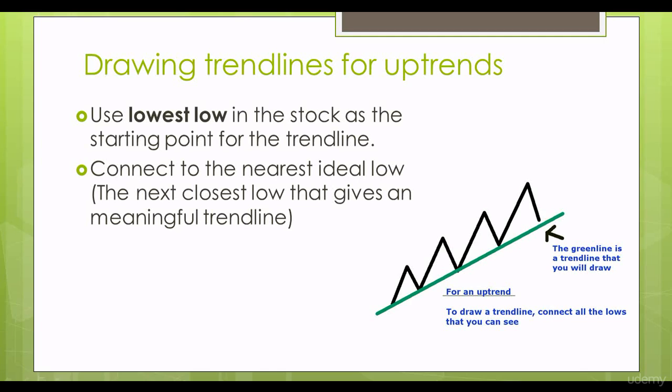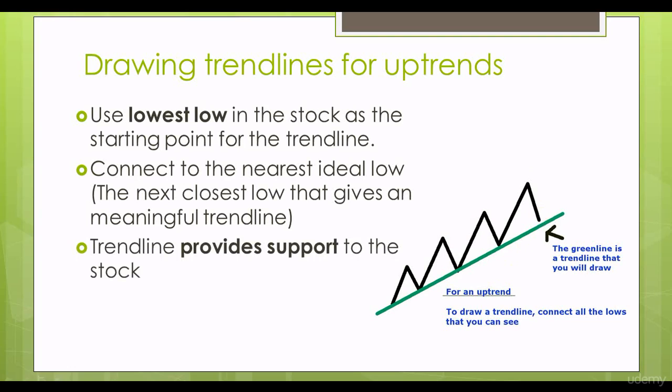Now, if it is effective, the trend line will not be broken and there will be repeated touches on the trend line by the stock. Similar to this picture here, where you can see the stock repeatedly touch the trend line while continuing the trend. The last point for uptrends is the trend line will provide support to your stock.